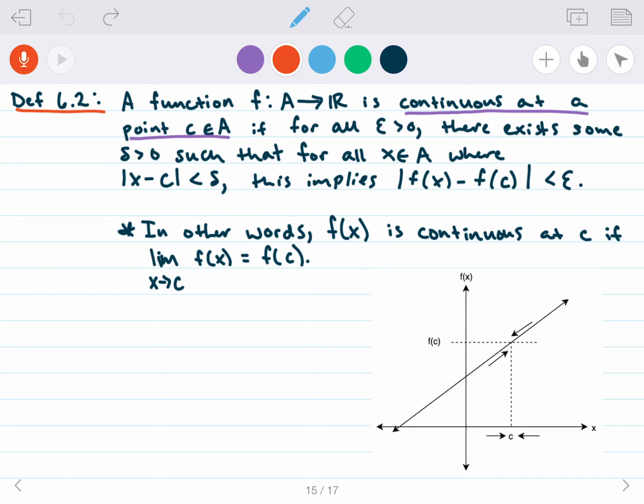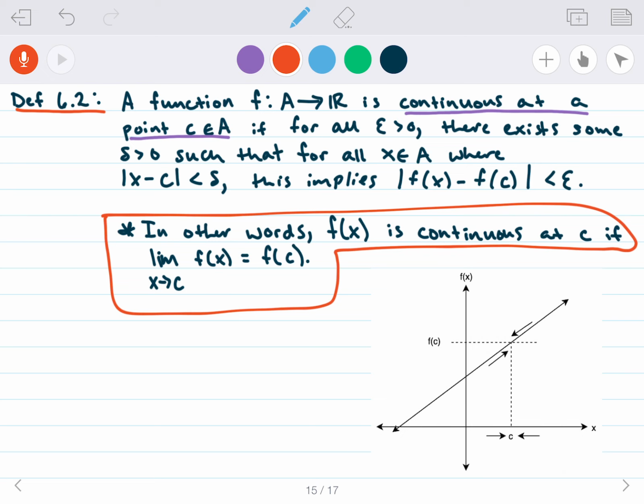Okay? So in other words, we're just replacing f of c with our limit L here. In other words, f of x is continuous at c if the limit as x approaches c of f of x is equal to f of c. So we're just seeing this in replacement of our limit L. Okay, and we can see a picture here of this continuous function.